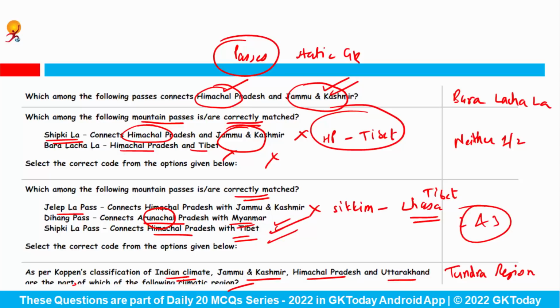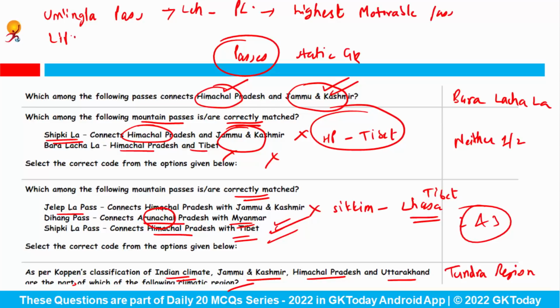Okay. Now let's see some of the important passes as well. Very famous pass is Umlingla Pass, and it connects Leh to the Pangong Lake. Do remember that this is also the highest motorable pass. Next is Lipu Lake. It basically connects Uttarakhand with Tibet. Right? Then another pass is Rohtang. It lies in Himachal Pradesh. Then there is a pass called Niti, and it connects Uttarakhand with Tibet.